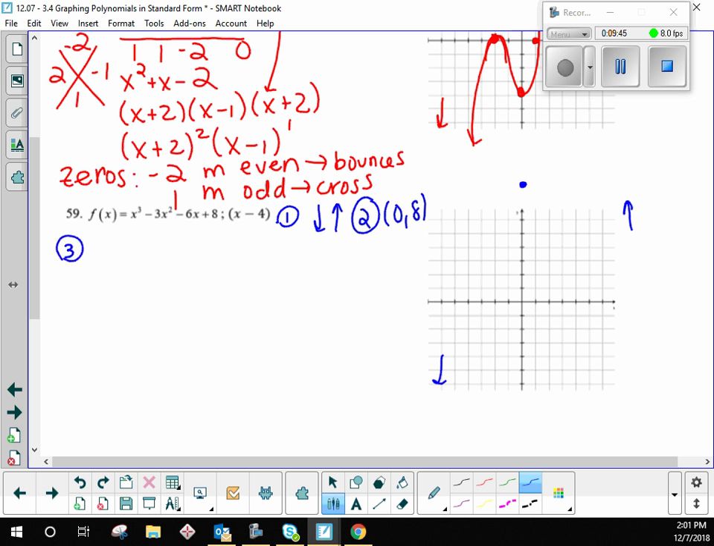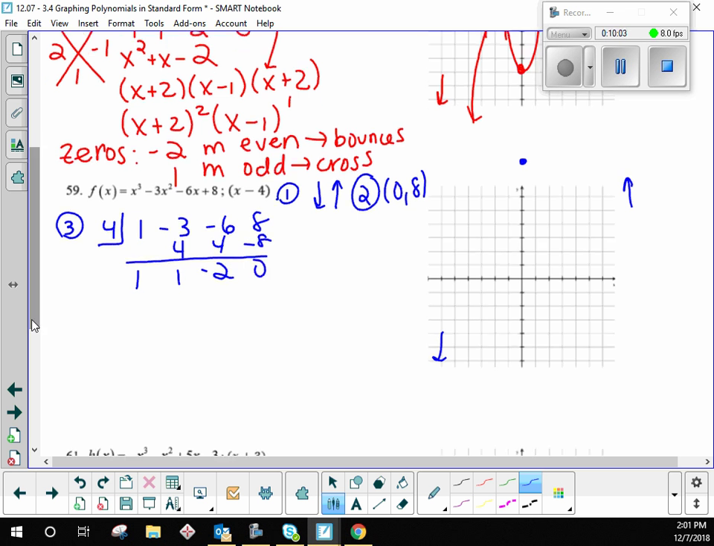Step 3, we want to find our zeros, so we have to start with synthetic division. What number goes here? 4. I'm not missing any x's. Remainder of 0, perfect. That's what I was looking for. And when you factor this, you get the exact same thing you got in the first one, so don't think you're going crazy.